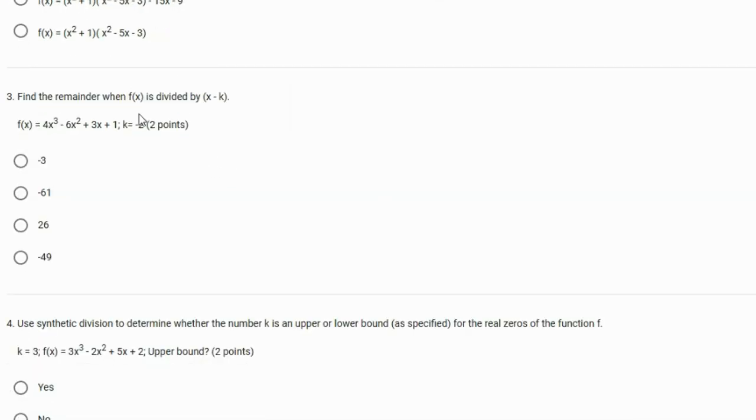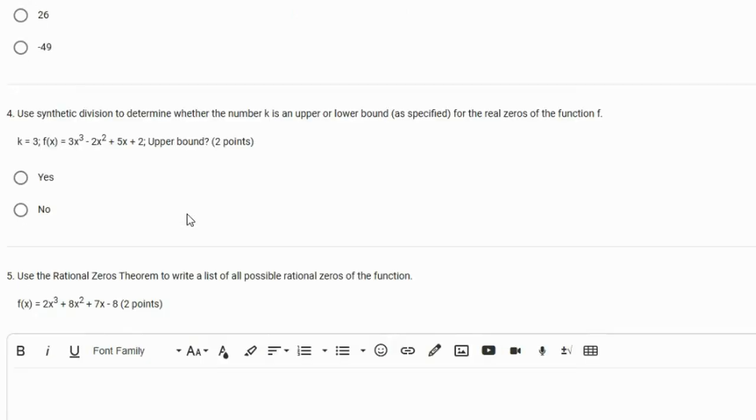Find the remainder when this is divided by -2. So you can do synthetic division straight there, or you can substitute -2 in. Remember, we proved it'll work either way to find the remainder. Use synthetic division to determine whether the number k is an upper bound or a lower bound. This one says k equals 3, and it's an upper bound. Yes or no? Is that an upper bound if you divide 3 into there? So you can test that.